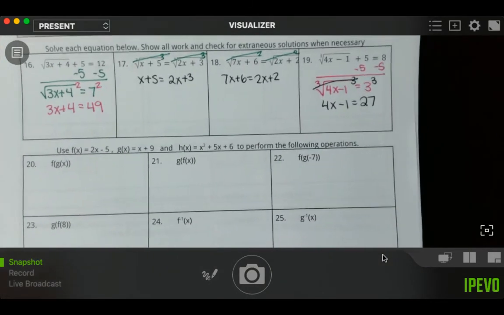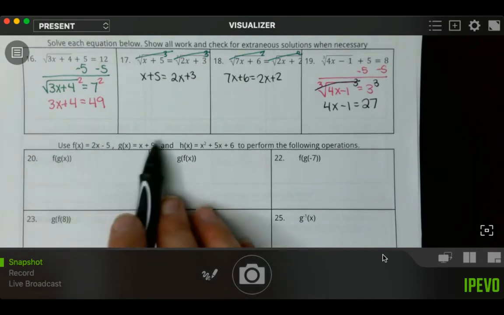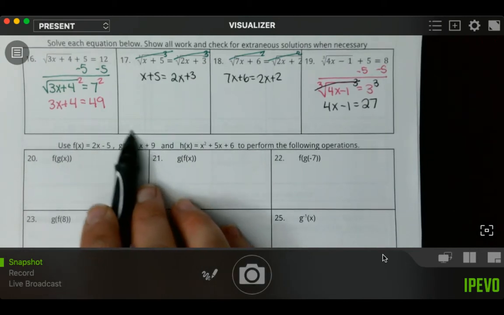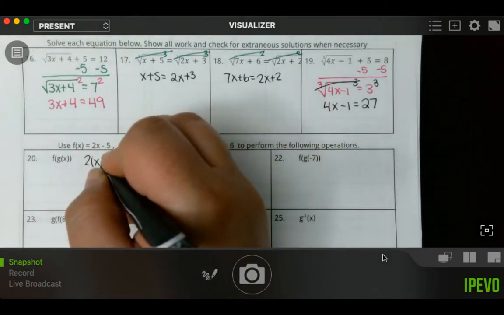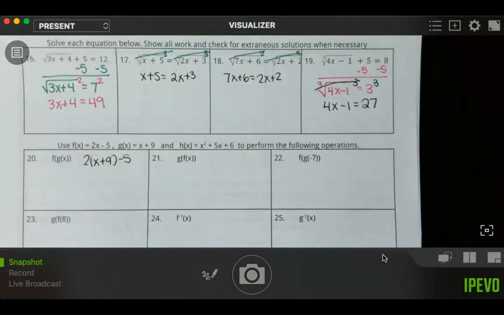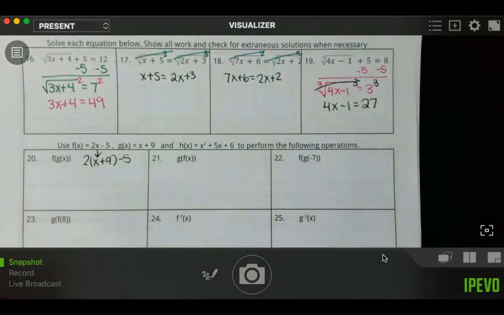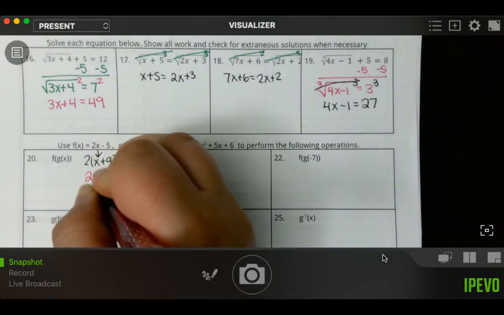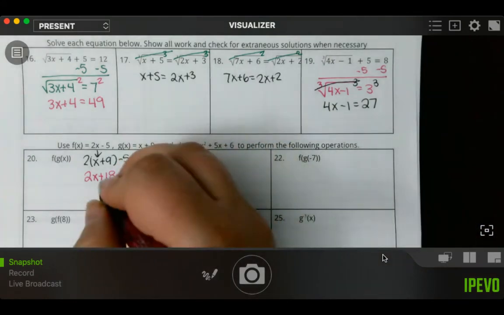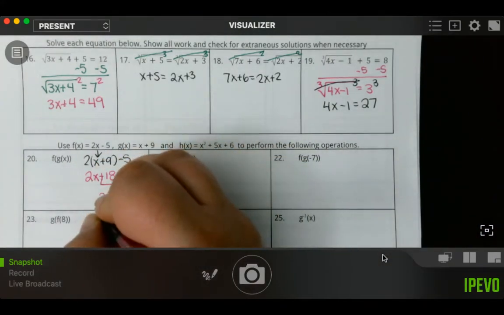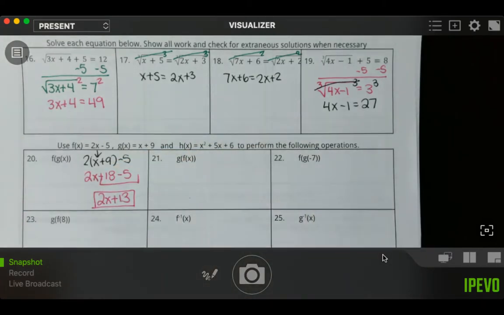For the bottom part, f of g of x means that you're going to take g of x, x plus 9, and plug it in for x right here. Okay, like that. Then you multiply the two through, or distribute, and combine these like terms. That becomes 2x plus 13.